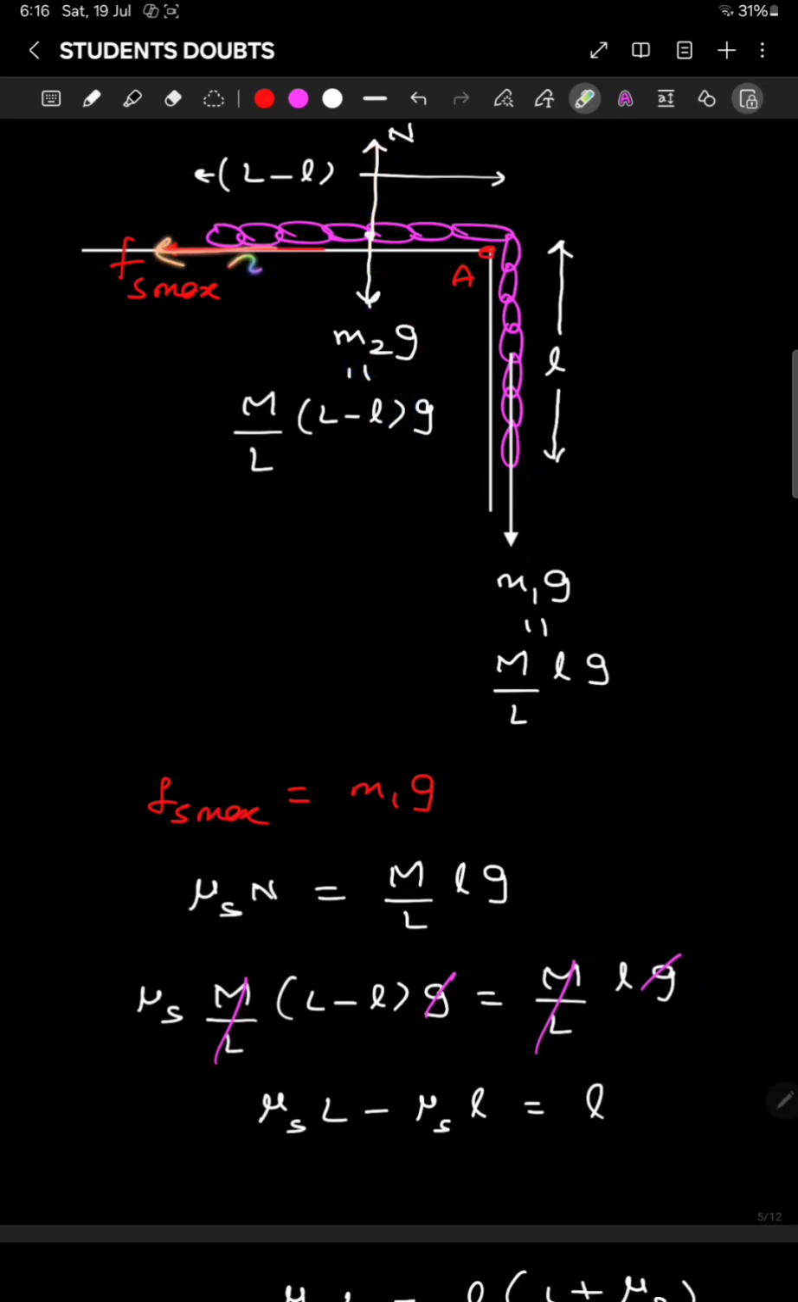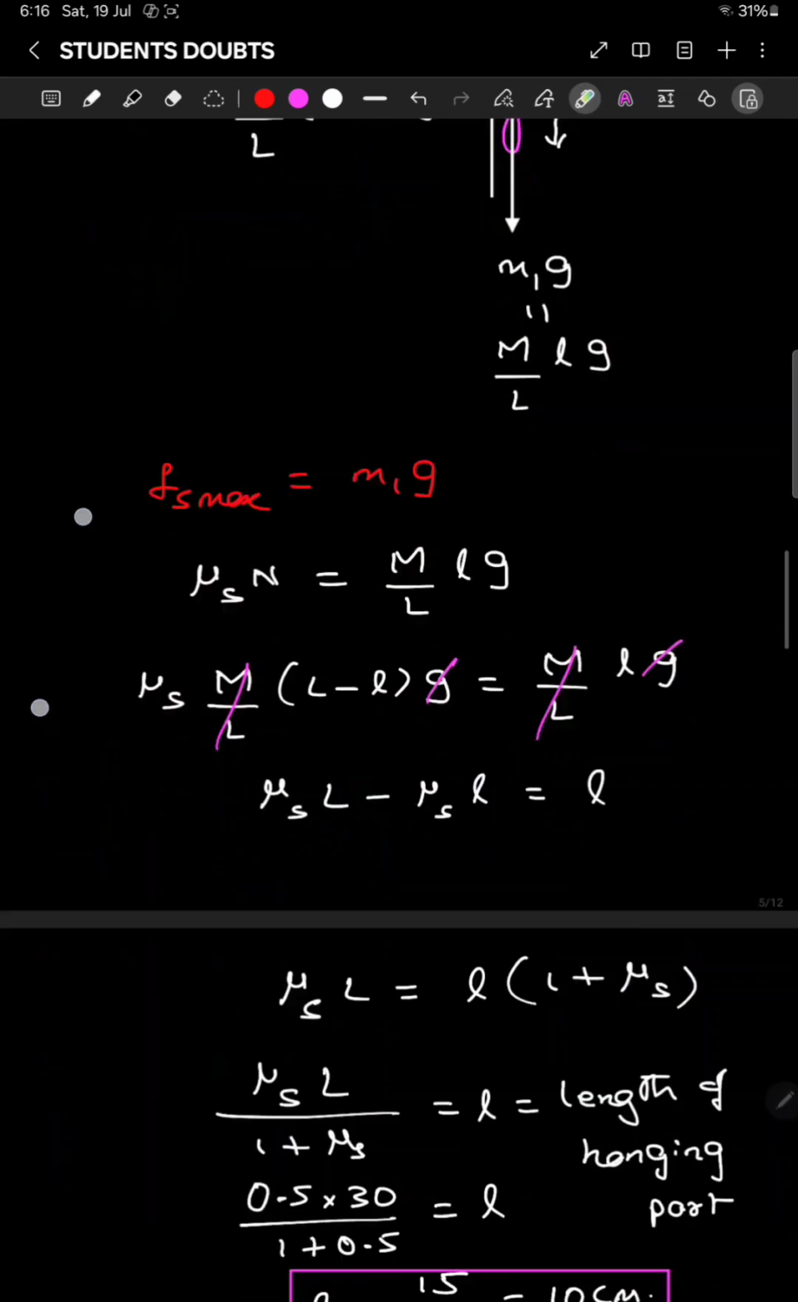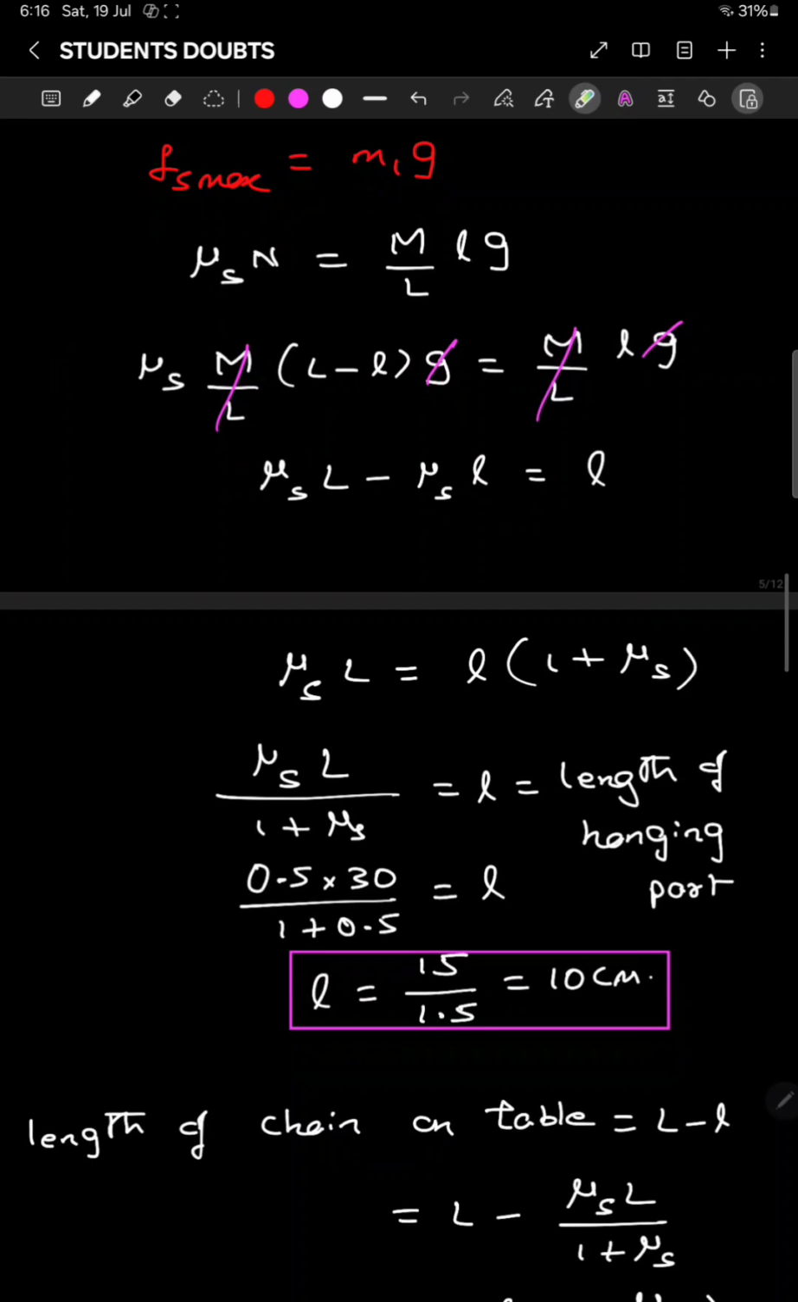So here friction is acting. Here the maximum length hanging, I told. So to hold the maximum length, you should have maximum friction, so it does not slip. So Fs max and M1 g balance each other. Fs max formula is mu s into N. We know the N value was M2 g. Substitute to find the small l value. We got the small l value as 10 centimeters.